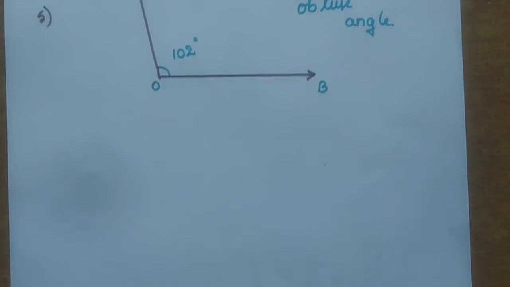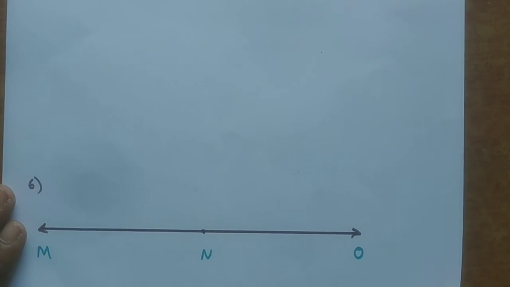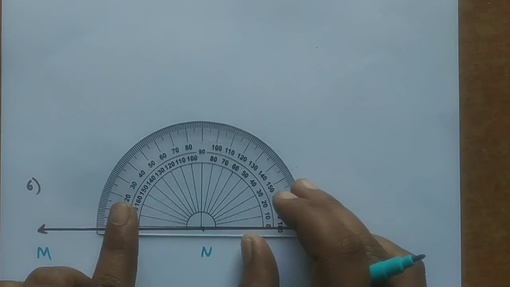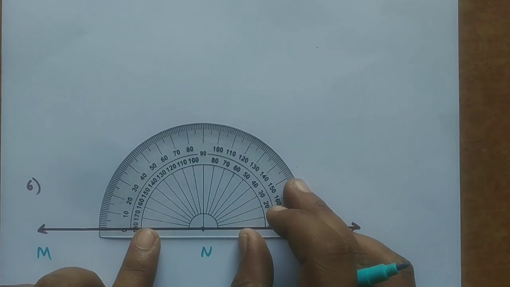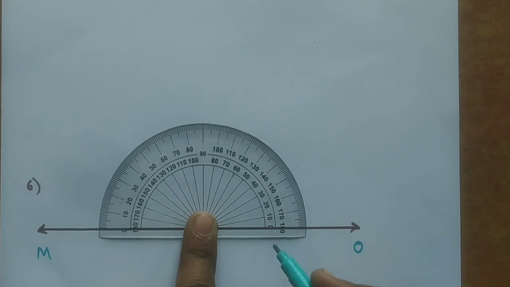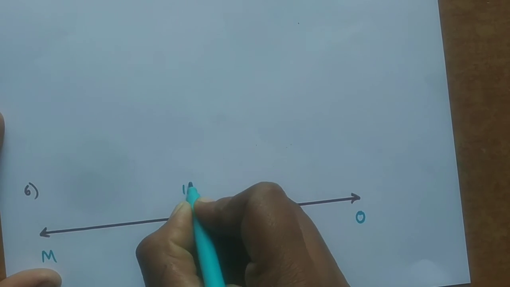The next figure. So this one. So already we learned about a straight angle. So this is a straight line. It must be a straight angle. So it is a straight angle. That means 180 degree.